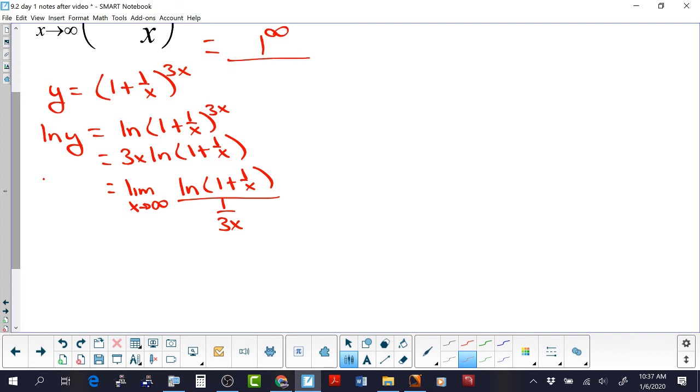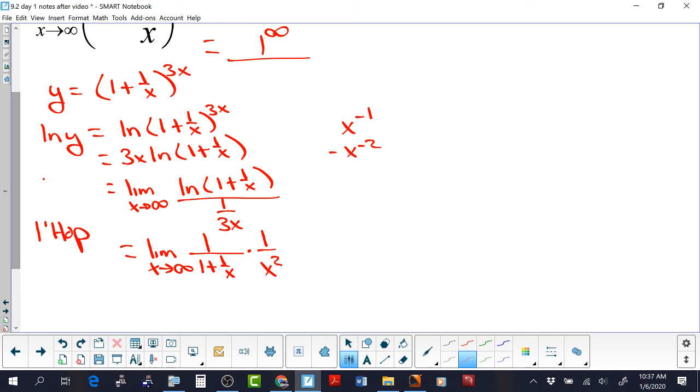We've already decided that this is an indeterminate form, so we can do L'Hopital's now. So we have limit as x approaches infinity of 1 over 1 plus 1 over x. Derivative of natural log of x is 1 over x, so you take 1 over whatever's in there, times the derivative of the inside. Well, the derivative of 1 is 0, so I need the derivative of x to the negative 1. That's negative x to the negative 2. So times 1 over x squared. There's the derivative of the natural log part.